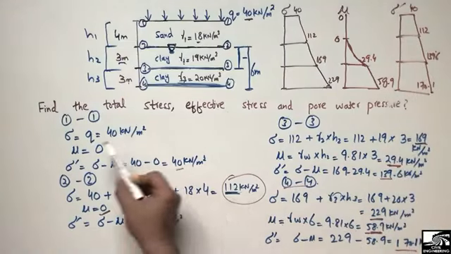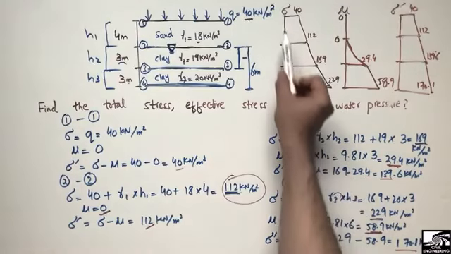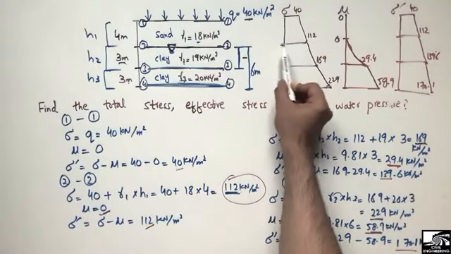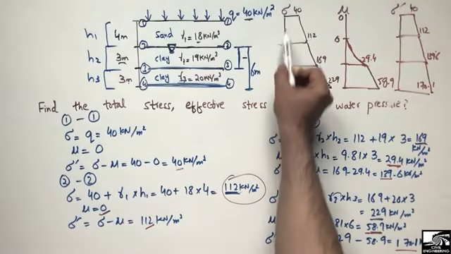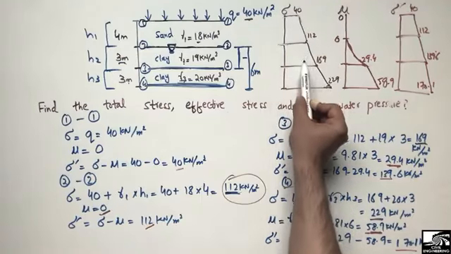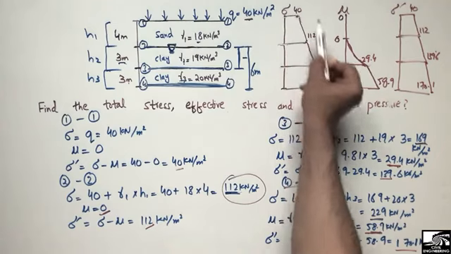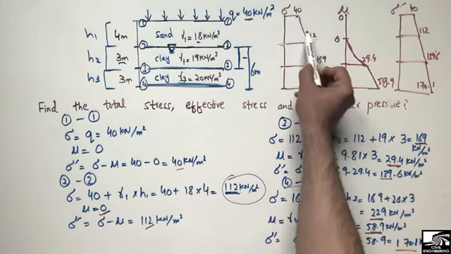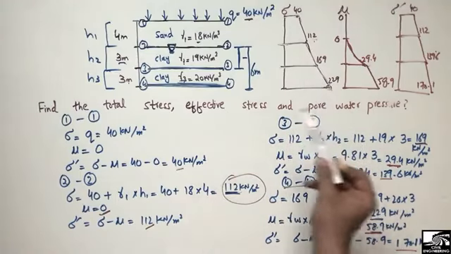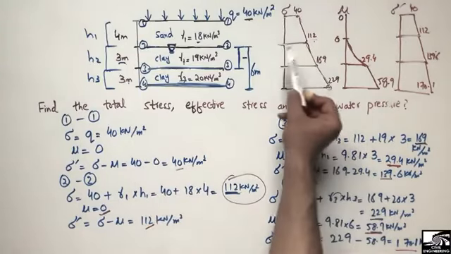After finding all these values, we can easily draw the stress profile just by drawing the reference line, marking the heights of the main layers, and drawing the curves according to the magnitude of these values. Like 40 is smaller than 112, so it should stop earlier than the 112 value. Similarly, it's increasing, so our curve should be increasing. So this is the way to calculate the total stress, effective stress, and pore water pressure, and to draw their profiles.